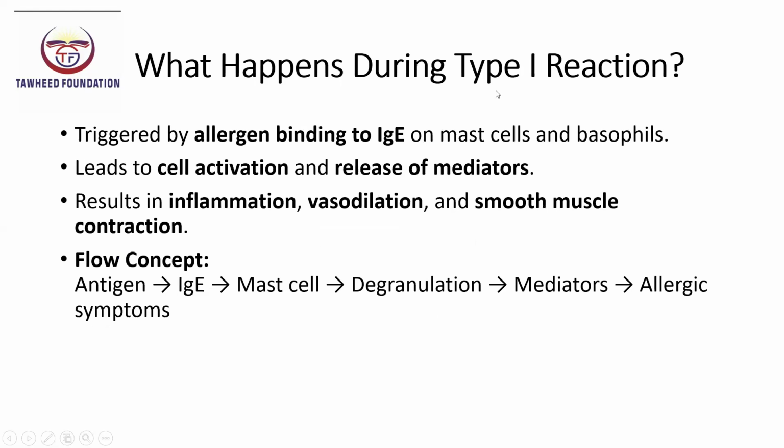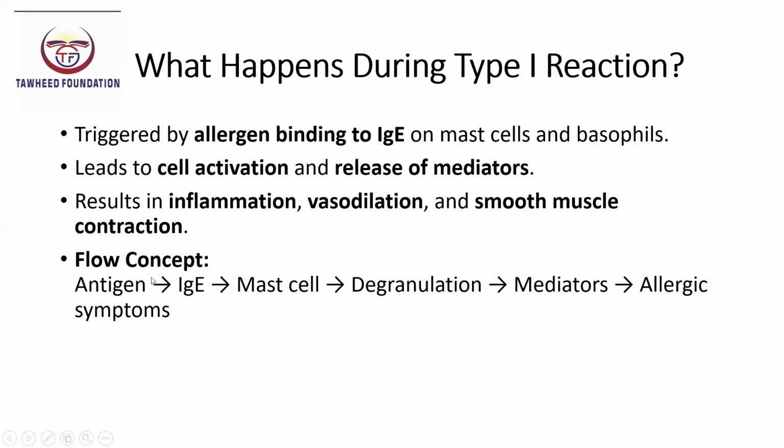Next, what happens during a type 1 reaction? Type 1 hypersensitivity reactions are initiated when an allergen binds to immunoglobulin E, that is IgE molecules that are already attached to the surface of mast cells and basophils. This binding activates these cells, causing them to release a variety of chemical mediators into the surrounding tissue. These mediators are responsible for the hallmark features of allergic reactions, that is inflammation, vasodilation, and smooth muscle contraction.